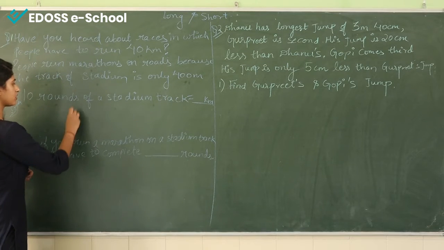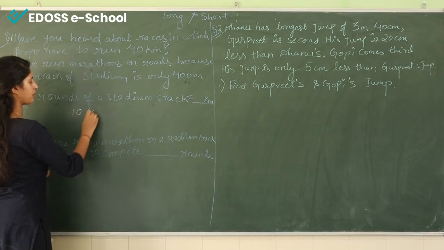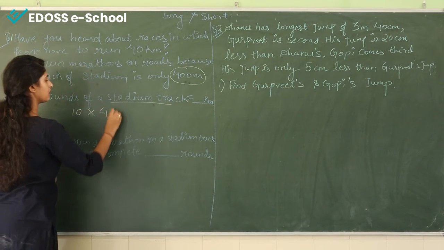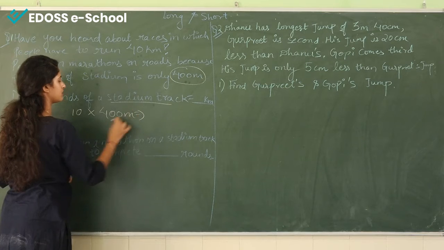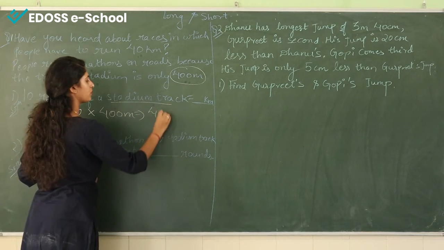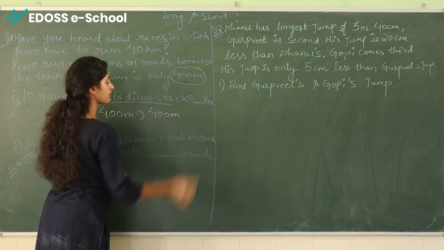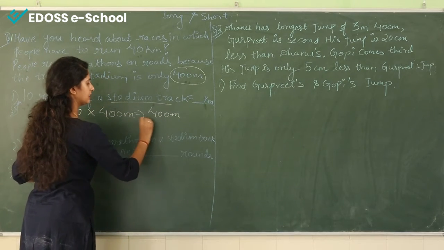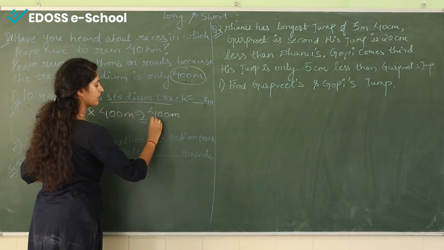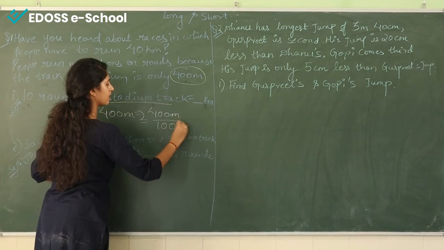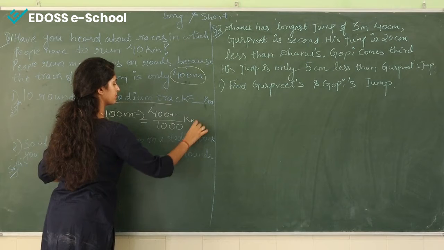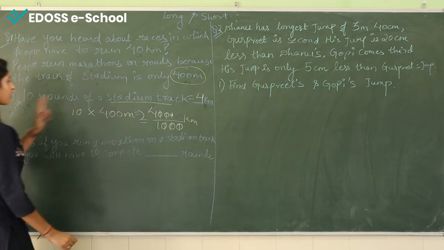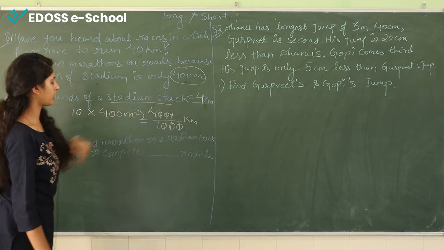सो 10 राउंड्स मल्टीप्लाई बाय स्टेडियम ट्रैक कितना है 400 मीटर्स, दैट इज 400 मीटर्स इज विल बी इक्वल टू 4000 meters. But here we have to convert it into kilometers. For converting it into kilometers, we have to divide it by 1000. That is 4 kilometers. So 10 rounds of stadium track will be equal to 4 kilometers.